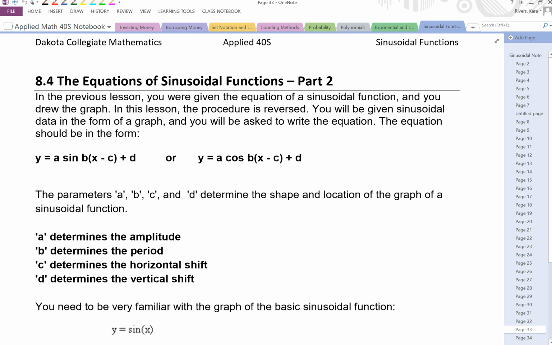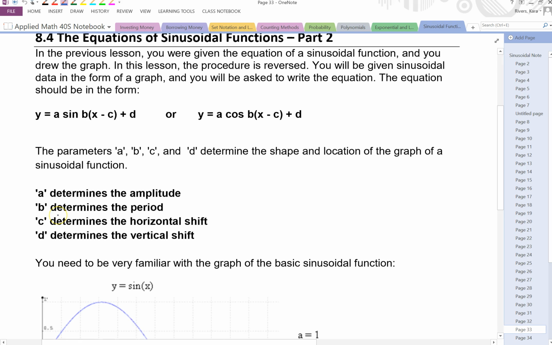Just a reminder, A is our amplitude, B determines our period, C determines our horizontal shift, and D determines the vertical shift. For B, don't forget that we have a formula here. We can use 2 pi divided by B, or if we're using degrees, 360 degrees divided by B, to figure out our period.